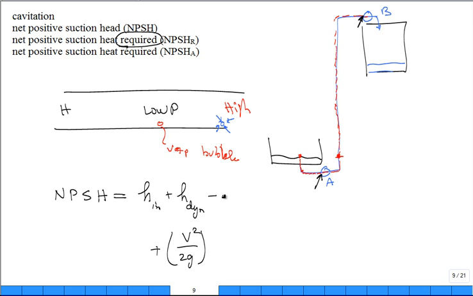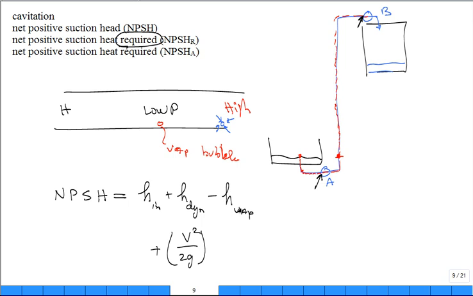So if I have water and it's cold, low vapor pressure. If I have water and it's hot, oh, watch out. It's going to be easier to have cavitation in 90 degrees C water than 10 degrees C water. So it's all measured relative to the vapor pressure.